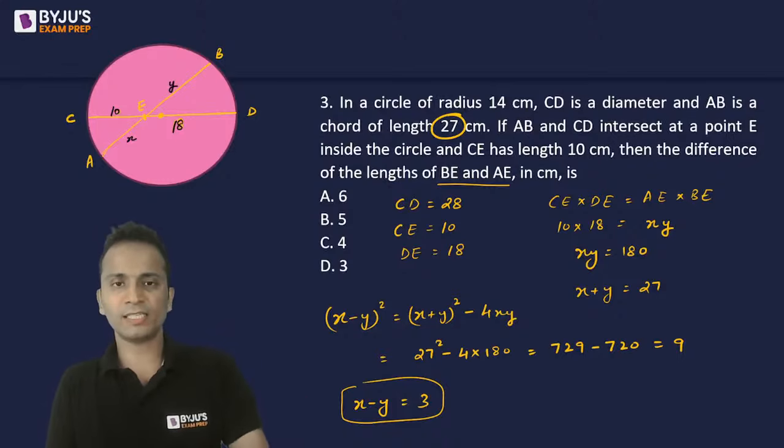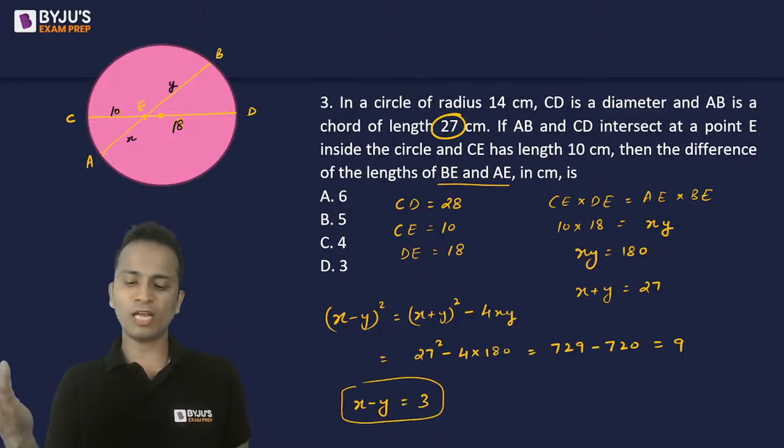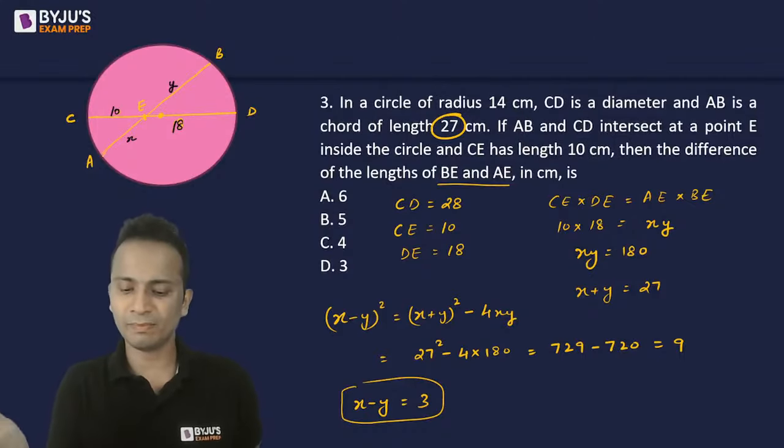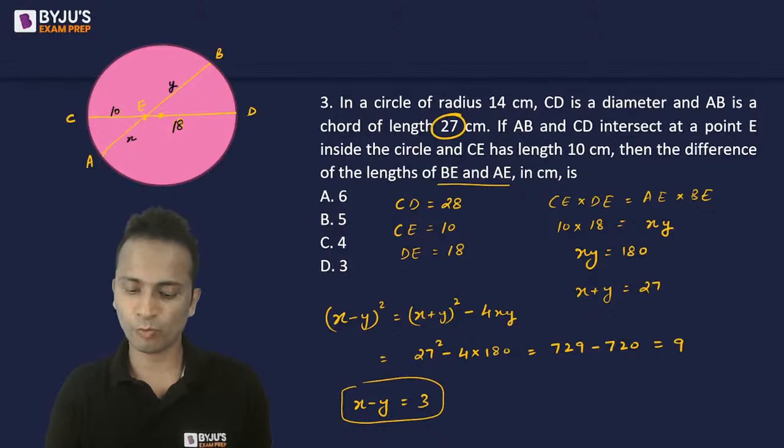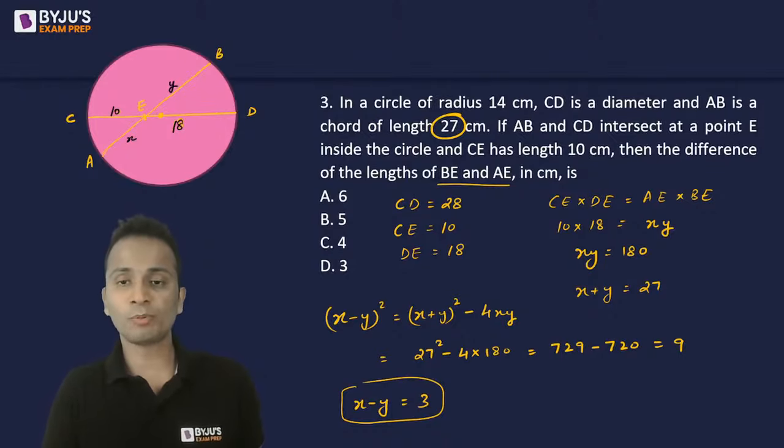So Ankit, this is how you can find out the answer. Yes, you could have taken AE as x and then BE as 27 minus x. So Ankit, it will not be x minus 27. It should be 27 minus x if you are solving it in that way. Okay. So yes, Gaurav, answer will be option D, that is 3.